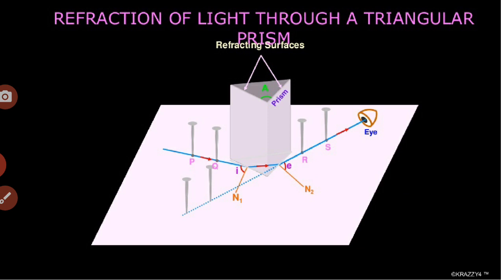Now we discuss the refraction of light through the triangular prism. Here we consider a triangular glass prism. It has two triangular bases, as we know, and three rectangular lateral surfaces, and these surfaces are inclined to each other. The angle between its two lateral surfaces is called the angle of the prism.